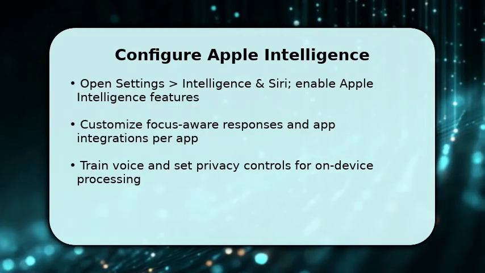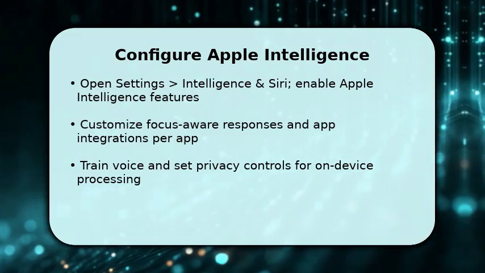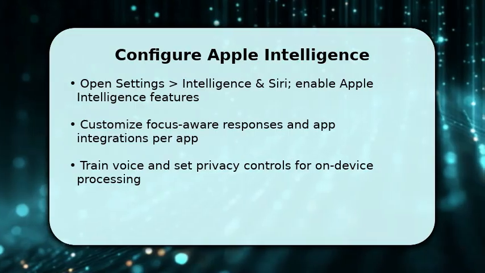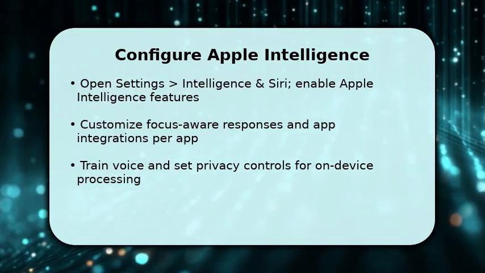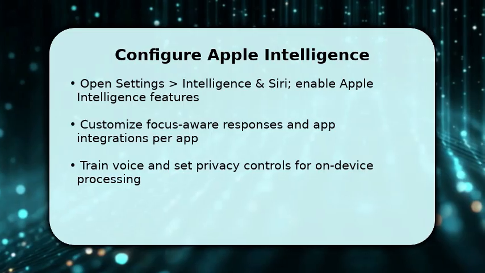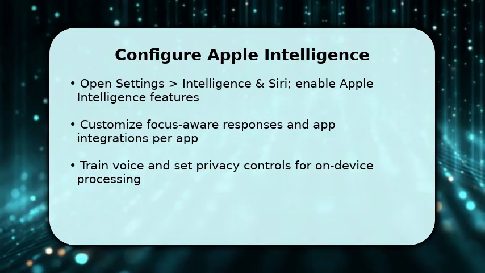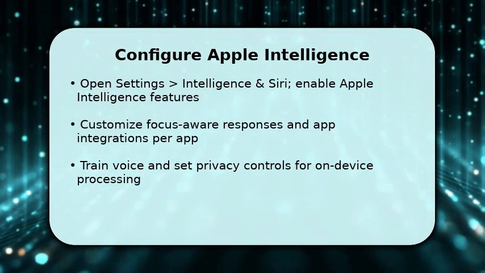Open Intelligence in Siri and toggle assistive composition, summaries, and smart suggestions. Once enabled, grant per-app access for mail, messages, and photos so Siri can act on relevant content. Make sure focus-aware responses are set for your work and personal modes. That prevents interruptions. Train the voice model if prompted, and review privacy options so heavy processing stays local.